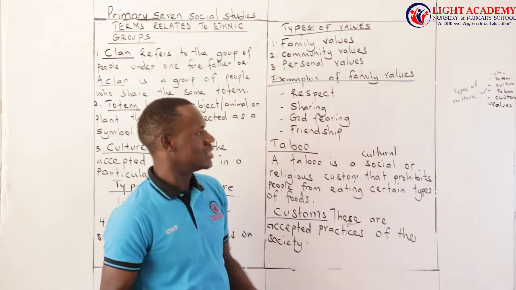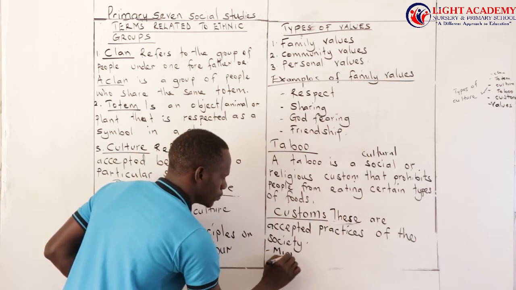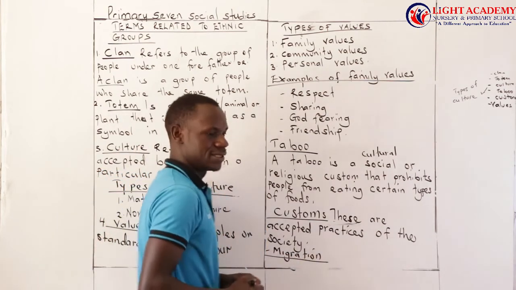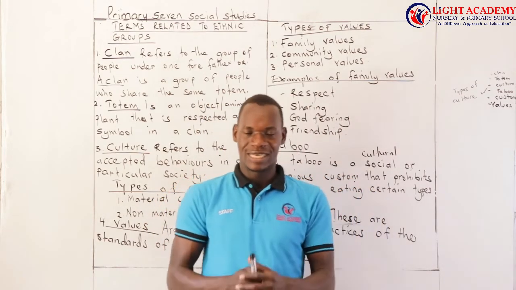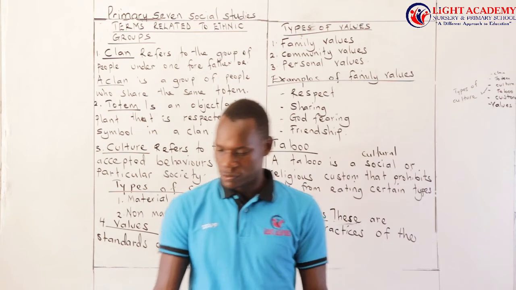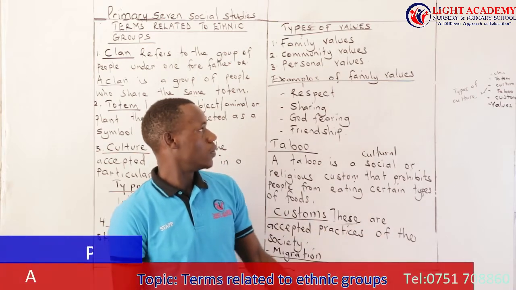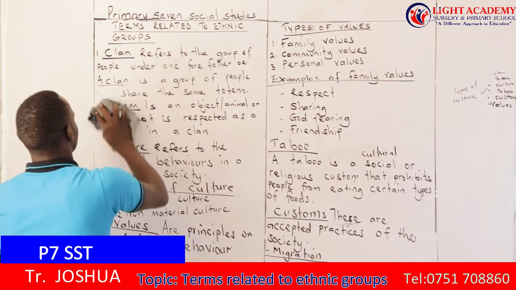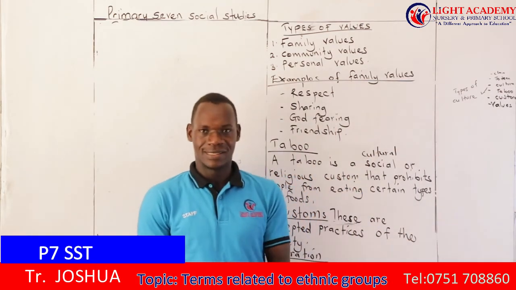We have other related words like migration, still under ethnic group. Migration is the movement of people from one place to another looking for better settlement. Migration refers to the movement of people from one place to another looking for better settlement.